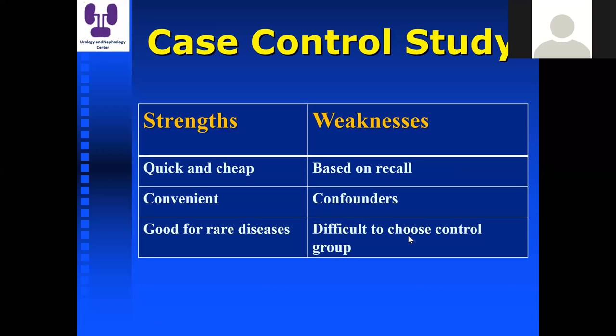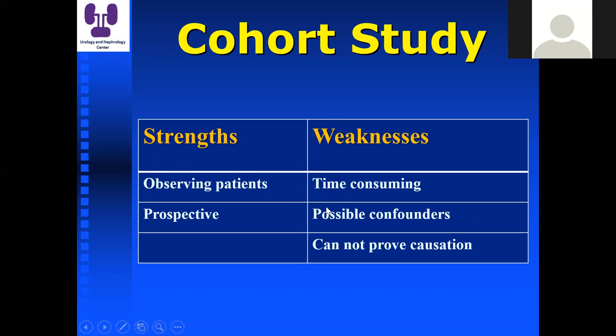Perfect. So do you know what's meant by confounder? I think that the research is based on two variables, for example, and then there's a variable that's unaccounted for that may affect the results. Perfect. But I'm going to explain it after the cohort study.